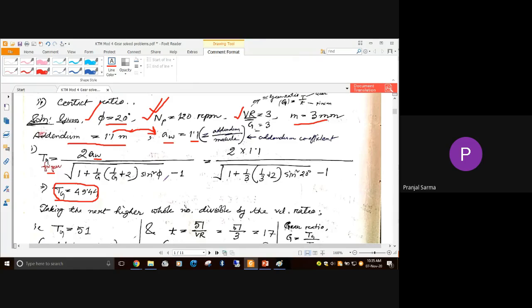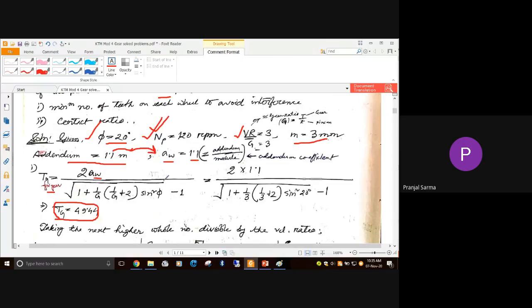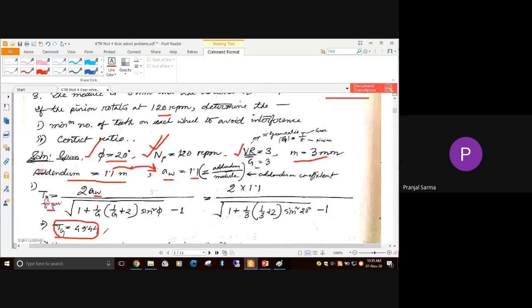Now, can you tell me whether this particular value, the number of teeth, 49.44, is an actually feasible value? 49.44 as a number of teeth, is it practical? No, sir. Definitely no. The number of teeth has to be a whole number: 1, 2, 3, 4, like that.